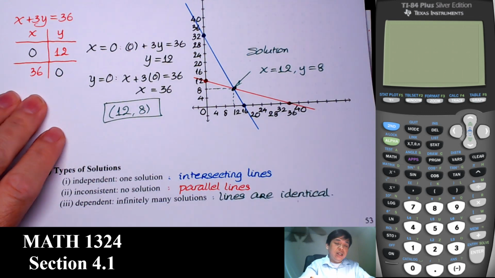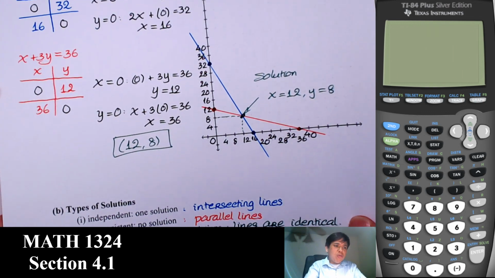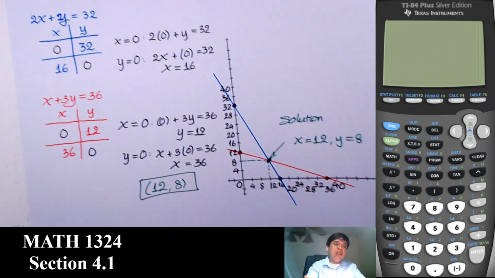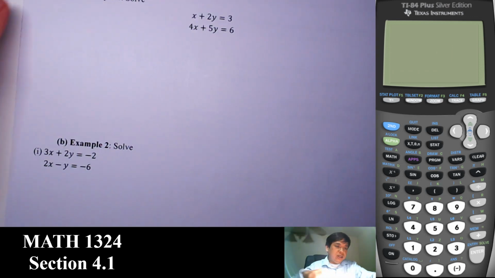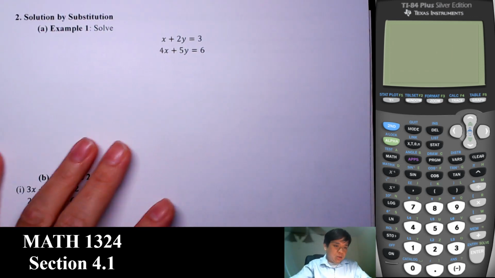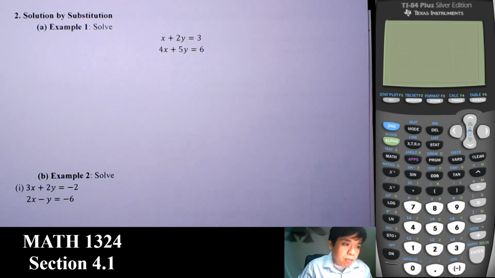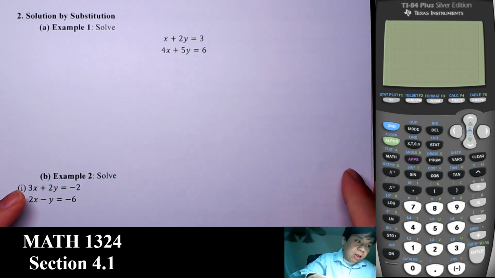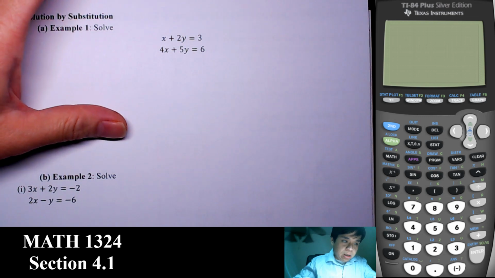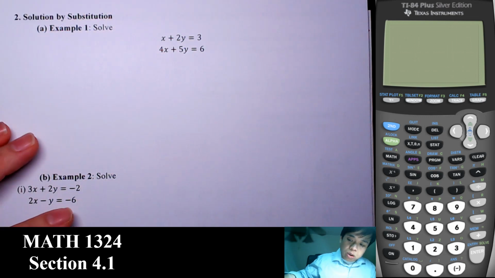Right, so that is the first part of the section, solution by graphing. Now, next we solve the equation by substitution. Substitution, just by the name of it, we will solve for one variable in terms of the other, and then substitute into the other equation. Let me write that out. Solution by substitution.